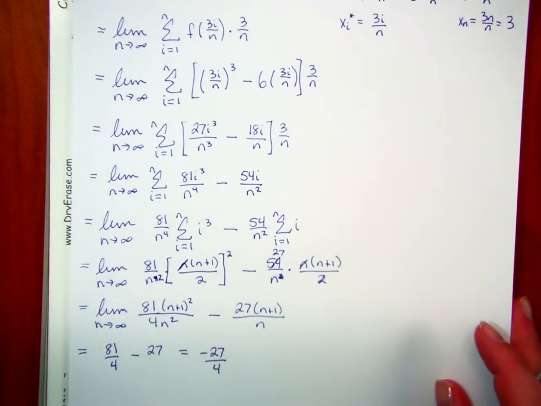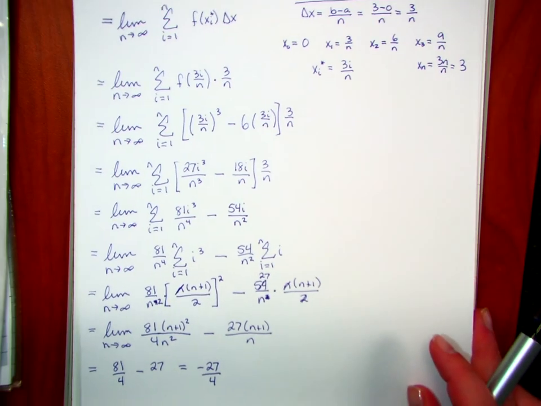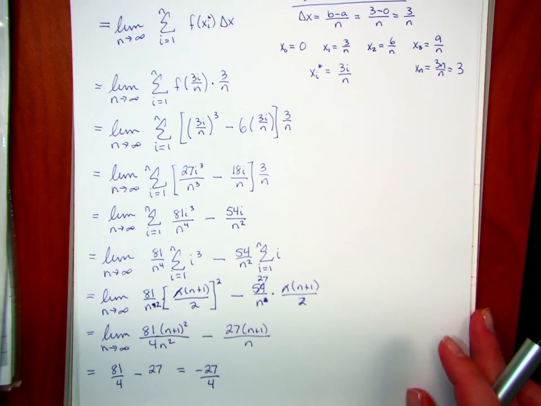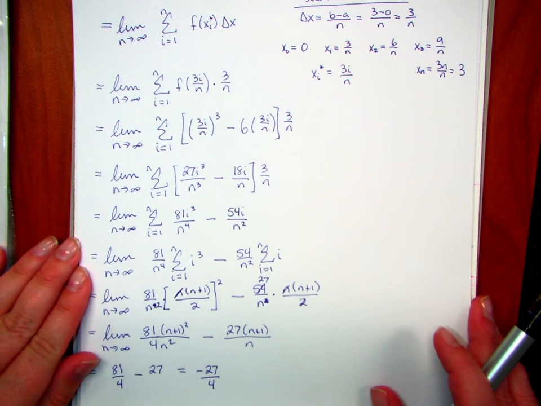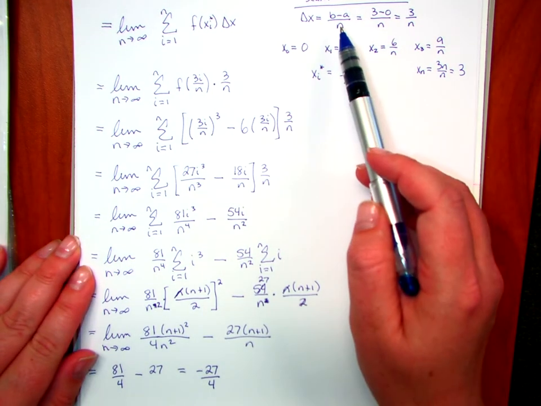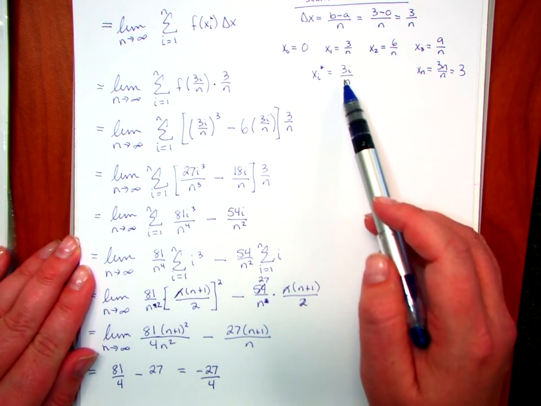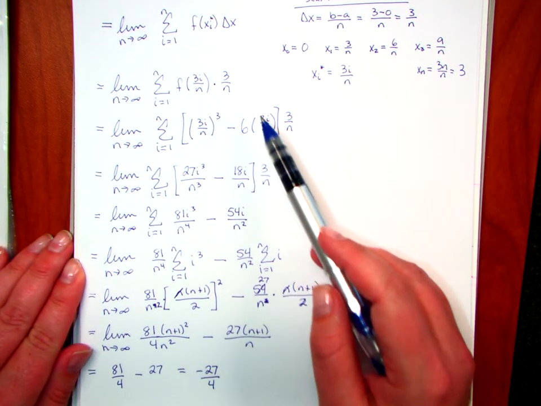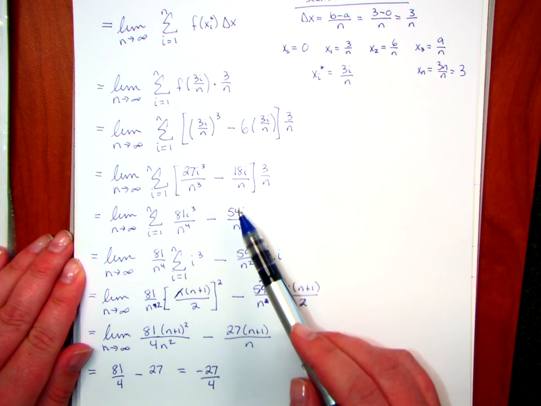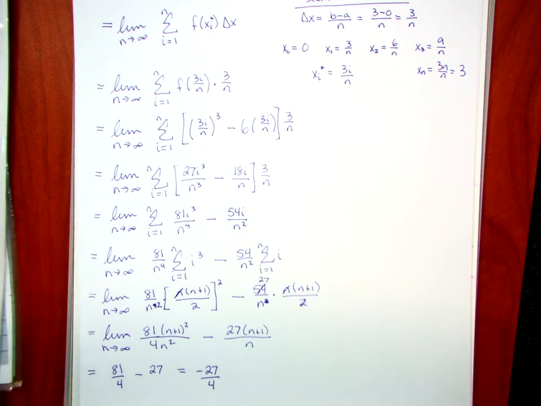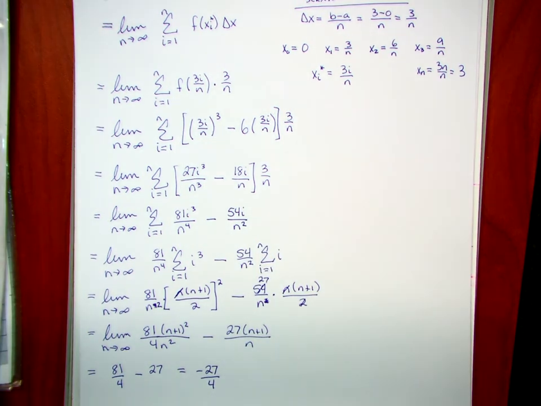Let me zoom out so you can see the whole process. First we're going to calculate delta x and calculate our formula for x sub I. We're going to plug them in, work out our sums, and then take the limit of those sums. Let me see if I can get it looking a little bit better for you.